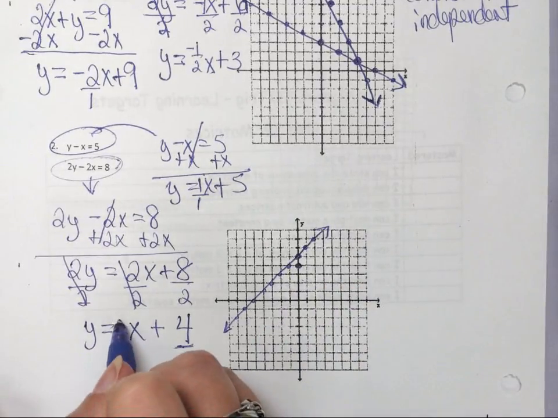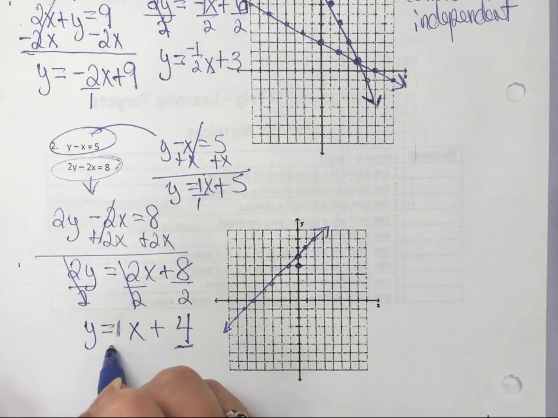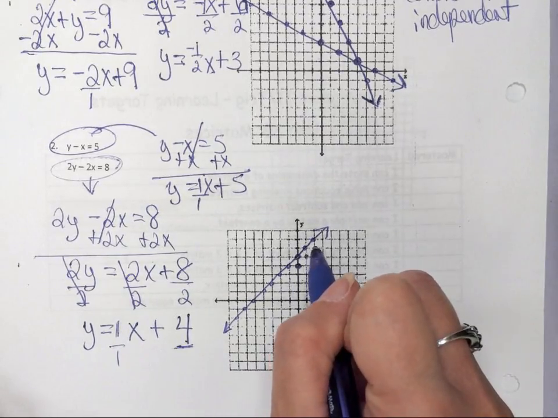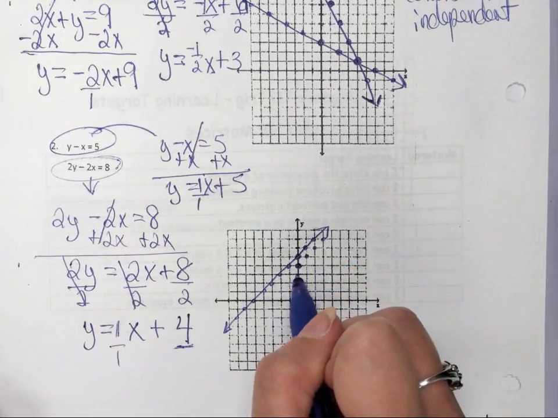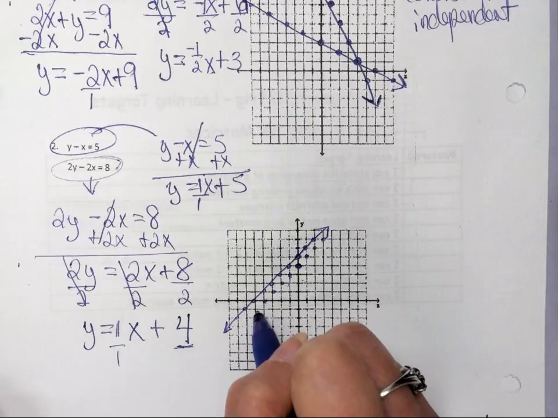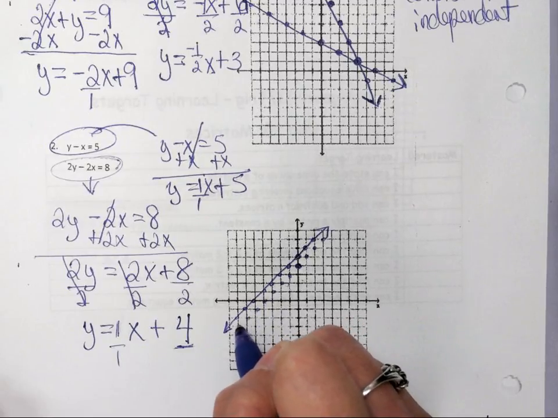And then what's my slope? 1 over 1. Alright, so they're really, really close together, so make sure you use those lines. So I can go up and right, or I can go down and left. Are they ever going to touch, though? No.